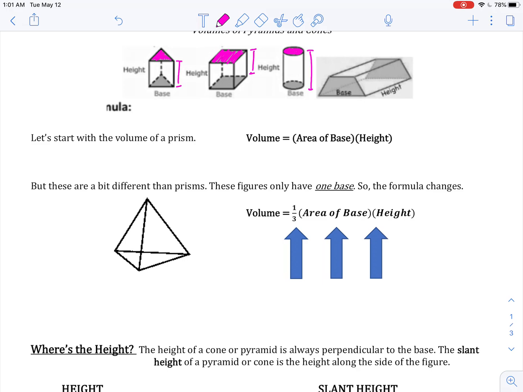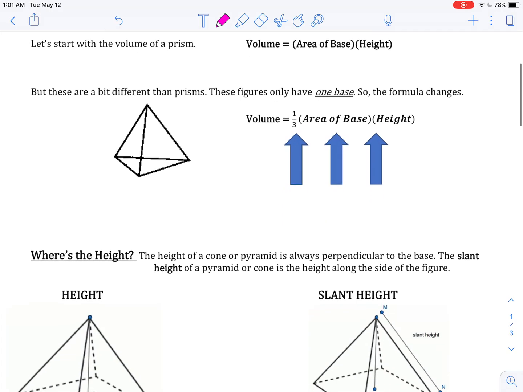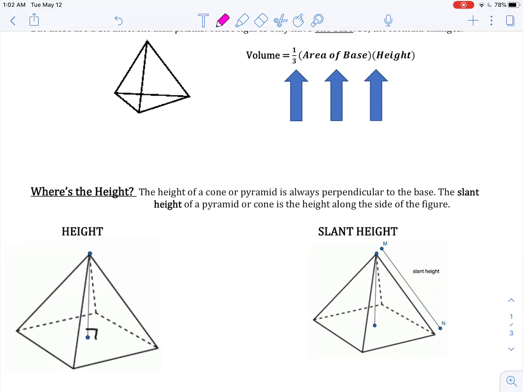But we found out on Friday that cones had the volume formula of 1/3 area of the base times the height. Pyramids are the same exact way. The one trick we need to look out for in cones that we really don't need too much in pyramids right now is finding the height, making sure that height is straight down, almost like a string. If you were holding this by a string out the center of the pyramid, that's going to be the height. It must be perpendicular, or at a right angle, with the base.